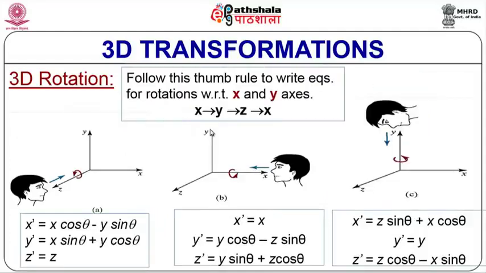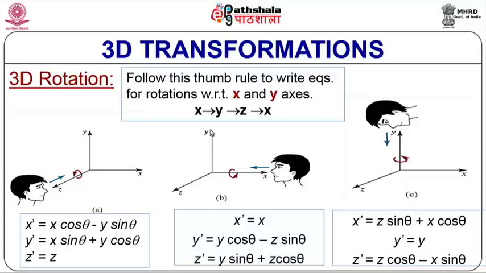theta is the angle of rotation. Now, to derive matrices or equations for rotations about the other two axes, say x and y, you do not really have to derive equations; rather, with a thumb rule you can simply formulate the rotation transformation matrices for rotations about the remaining two axes, the x and the y. How can we do that? With a simple thumb rule, as you can see there: x to y, y to z, and z to x. You remember this thumb rule: x to y, y to z, z to x.